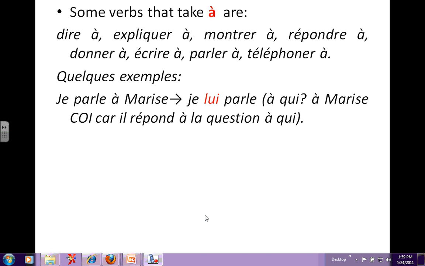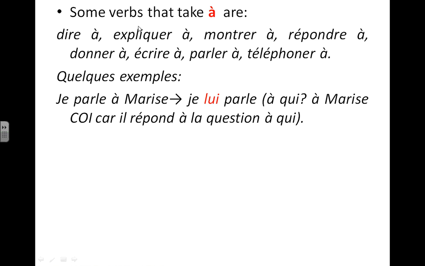Je parle à Maryse. Now you want to substitute Maryse, right? Je lui parle. So parler right here goes with à. Parler à qui? À Maryse. To talk to whom? To Mary. Okay? To whom? To Mary. À Maryse. So it's COI, because it answers the question à qui, or to whom.